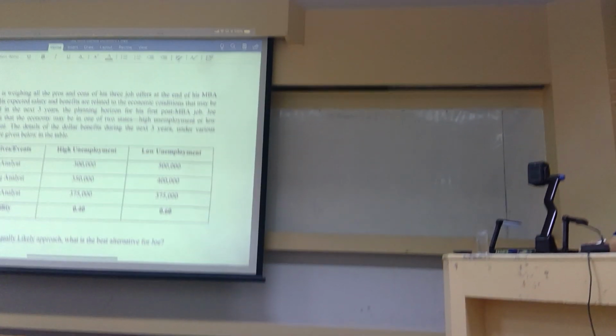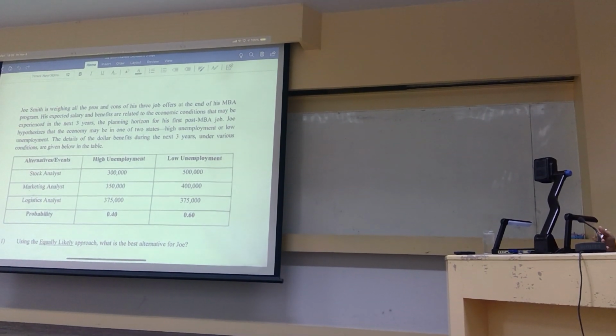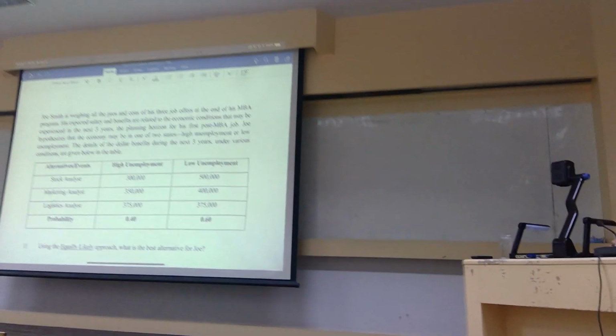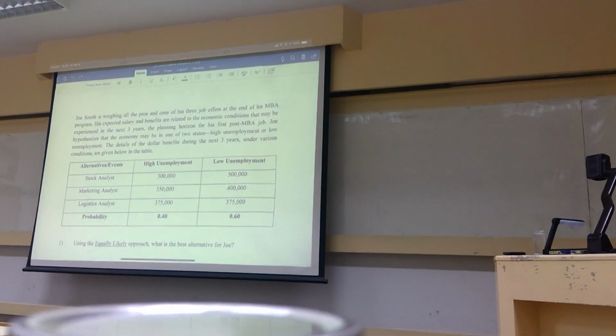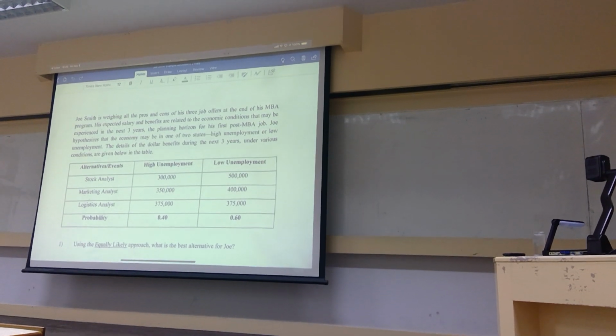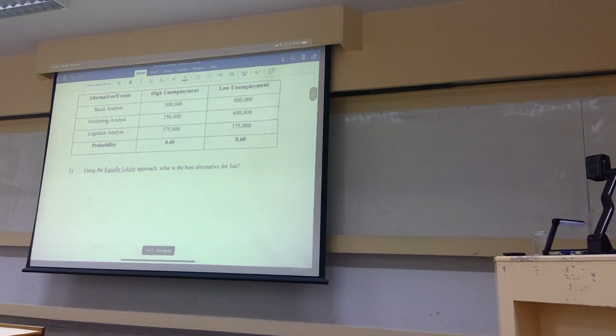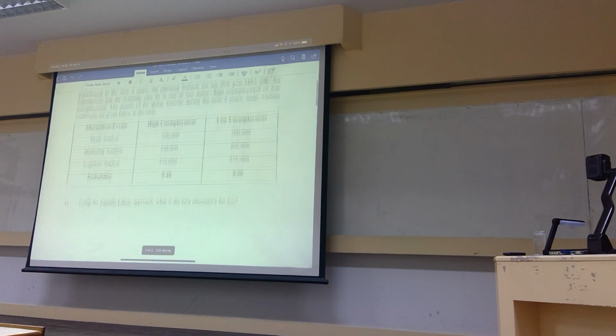We have two outcomes, right? High unemployment and low unemployment. We also have the probabilities that we first estimated: high unemployment equal to 0.4 and low unemployment equal to 0.6. So the first question is, using the equally likely approach, what is the best alternative for Joe?